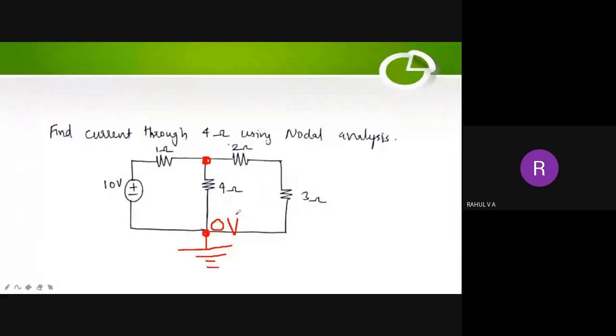So the reference at that point is 0 volt. Now what I am going to do is, I am marking this as V1, and I am assuming that all currents are leaving away from the node. Okay, that is how numericals are assumed too. All currents are leaving away from the node.